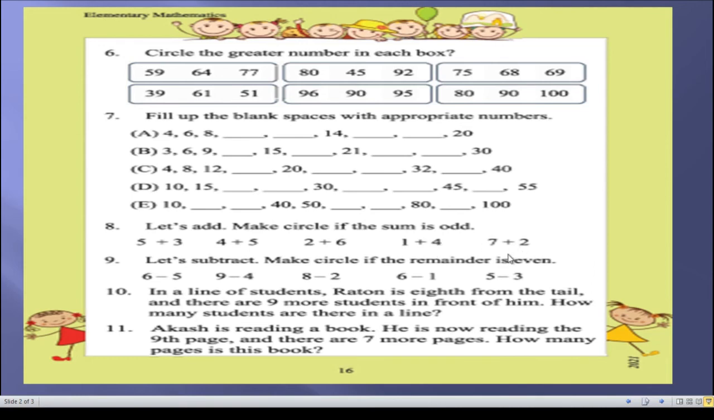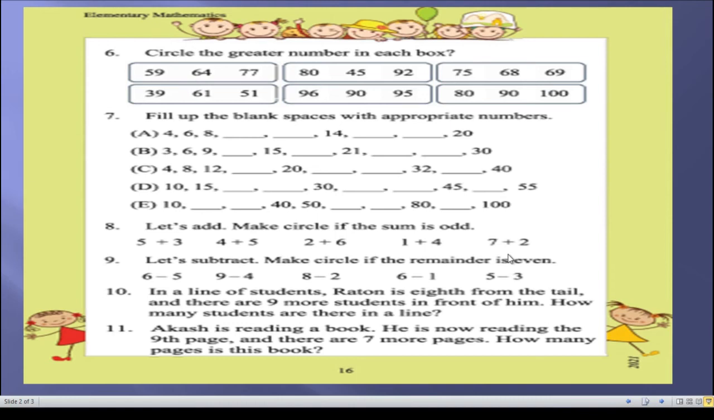If we see the last math of these question number 8 problems, that is 7 plus 2 is equal to what? You know that 7 plus 2 is equal to 9, and 9 is an odd number, and that is why you should make a circle in the result. You should make a circle around 9. So I hope that you all will understand question number 8.